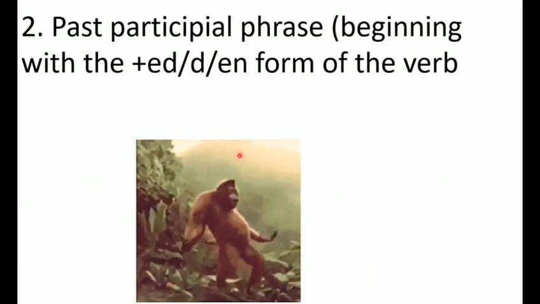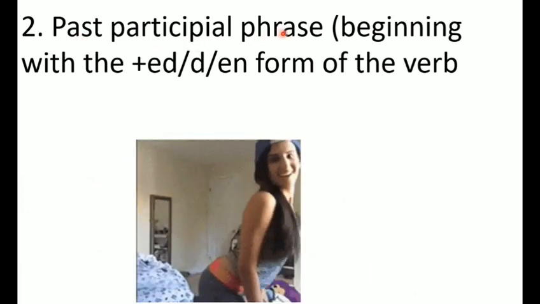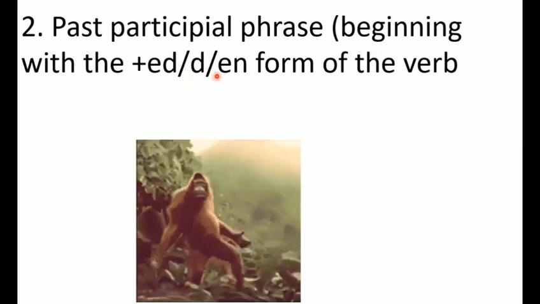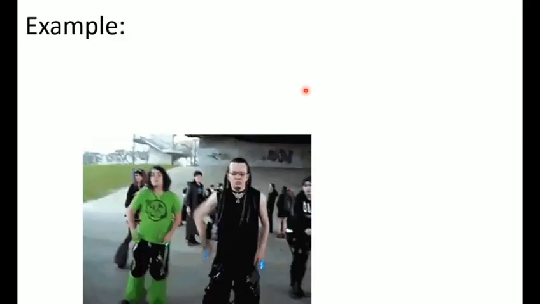Alright. Number 2. Past participial phrase beginning with the ed, d, or en form of the verb. Example.